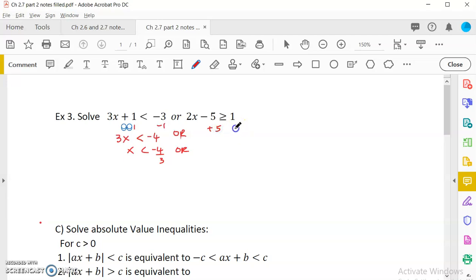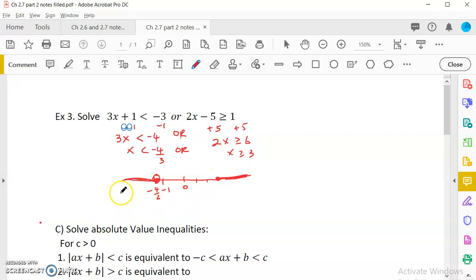Plus 5, plus 5. So 2x is greater than or equal to 6. x is greater than or equal to 3. The answer would be all the x that satisfy either one of them, so we'll graph all of them. x is less than negative 4 over 3. If this is 0 and negative 1, negative 4 over 3 would be a little less than negative 1. On this side, it should be an open circle, because we're not including that. And then x is greater than or equal to 3. So 1, 2, 3, but it's a solid dot. I highlight all of this because OR means either one of them is fine.